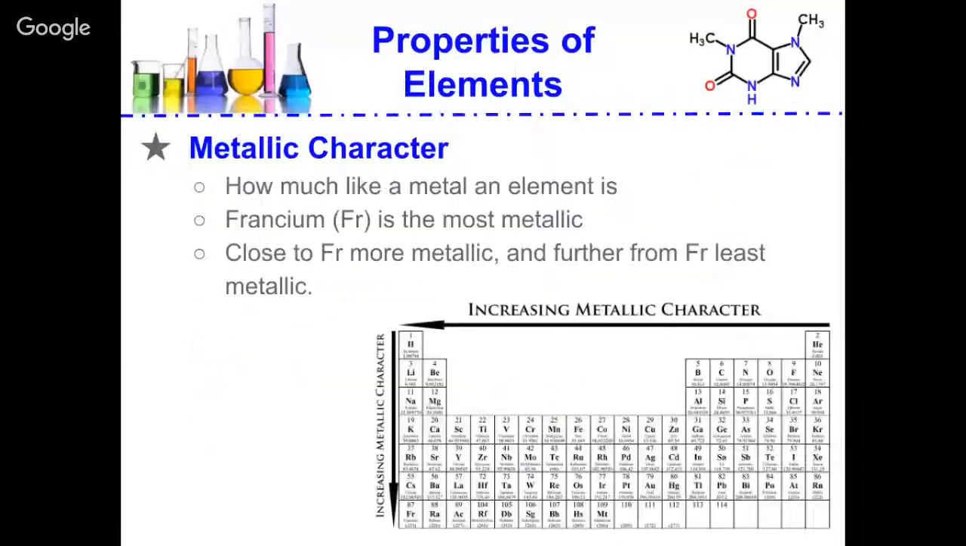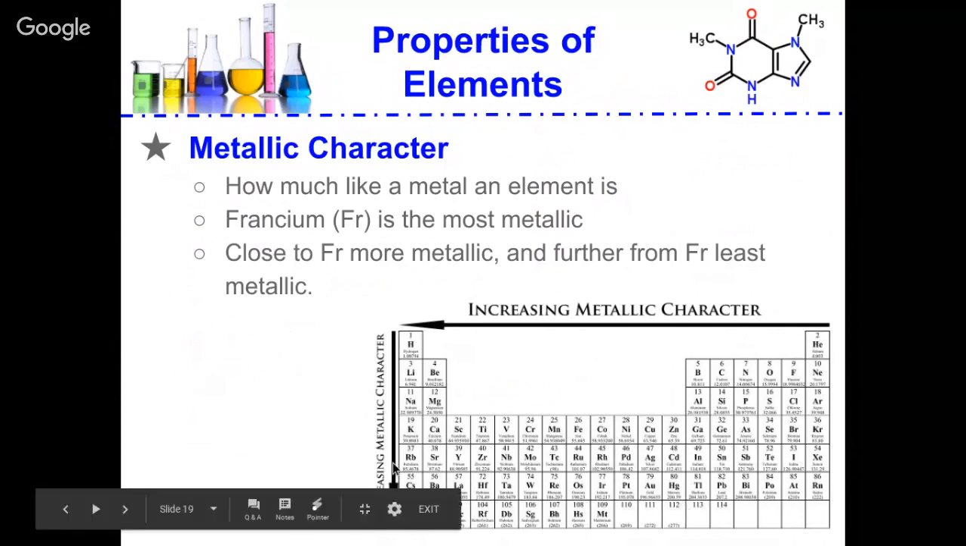Now let's talk about metallic character. Metallic character basically describes how much like a metal an element is. Francium is the most metallic. So in theory, the closer you are to francium, the more metallic your element is going to be, and the further away from francium you are, the less metallic your element is going to be. Francium's all the way down here at the bottom, so the closer you are to it, the more metallic you're going to be. And the further away, all the way up here in this corner, the less metallic you are going to be.